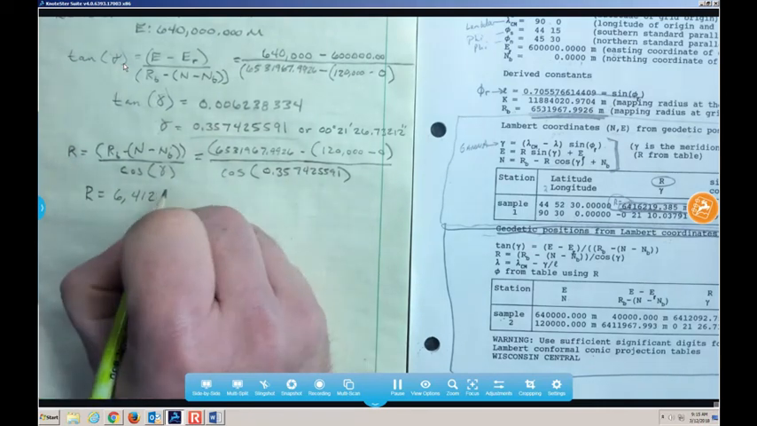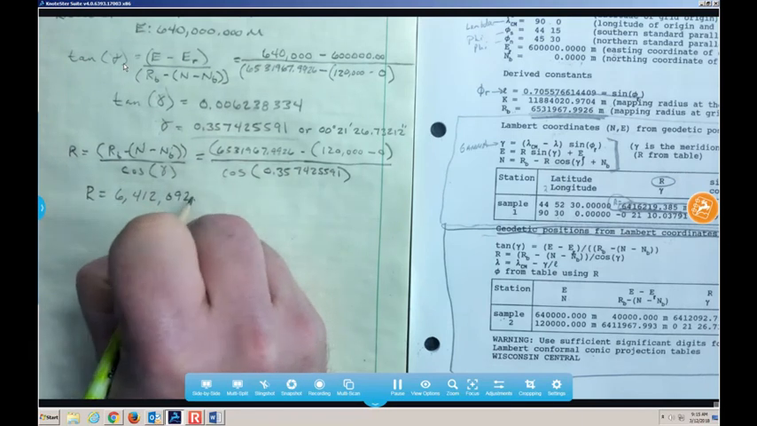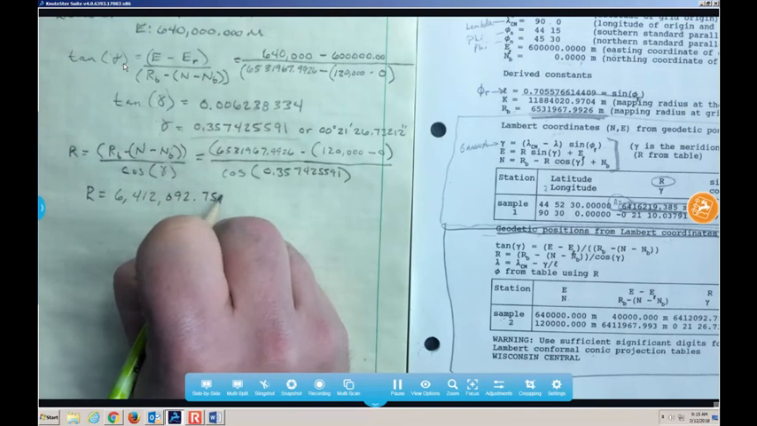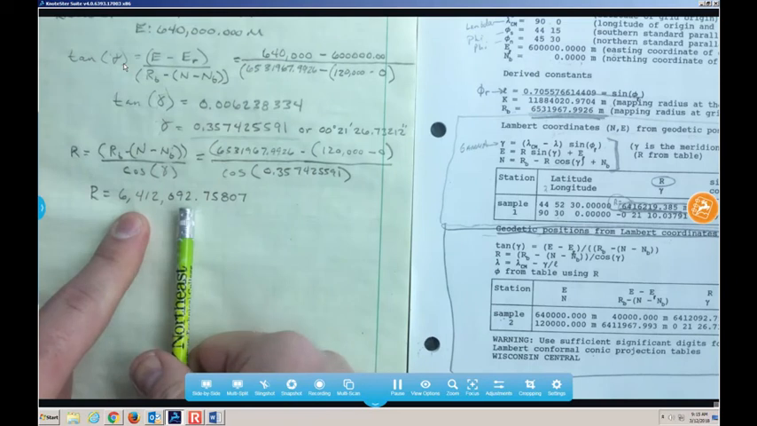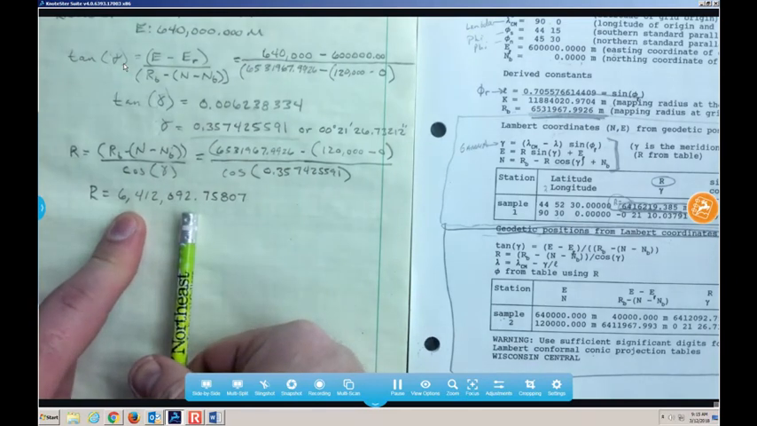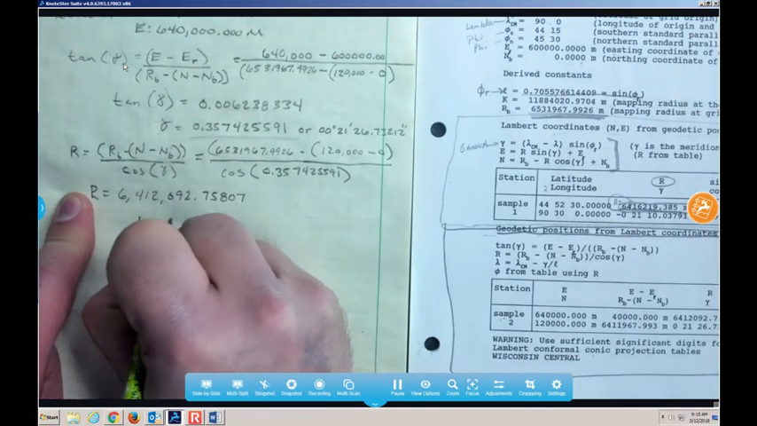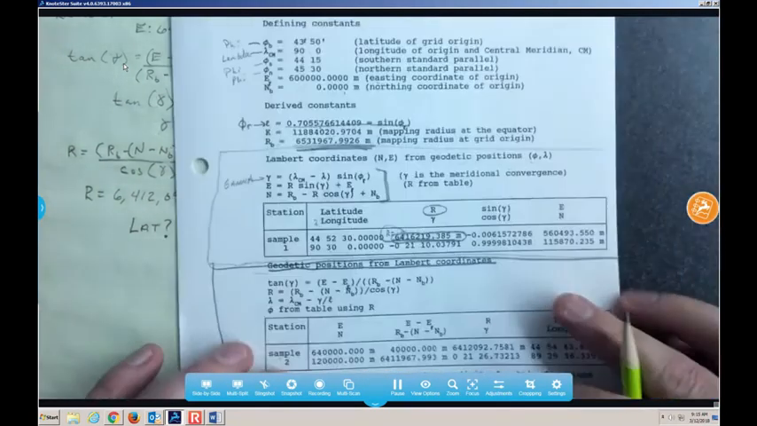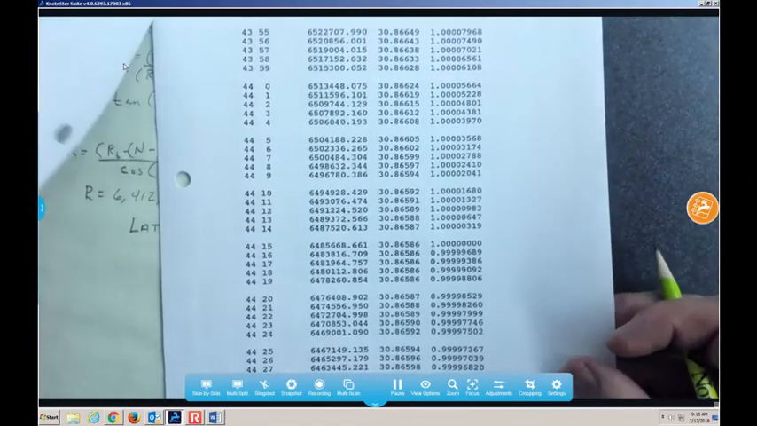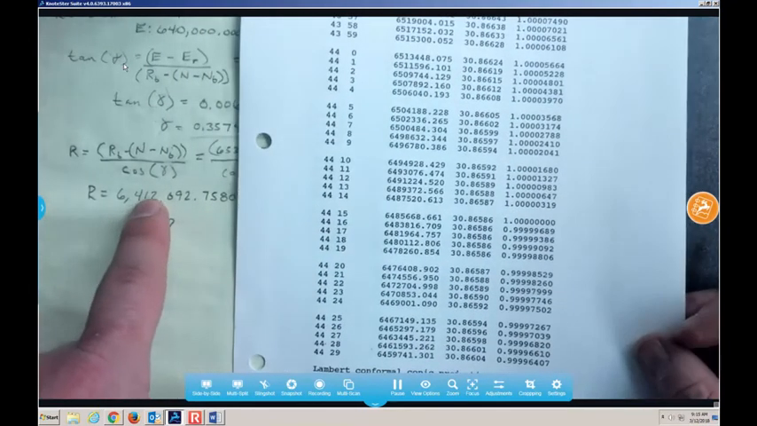6,412,000 092 point 75807. Okay, so now that gives us our radius. At this point we can find our latitude. How are we going to find our latitude? I want to find our latitude here. I can use this radius. Now this is where I go to my tables, and I sift through and filter down through here and see if I can find this number.